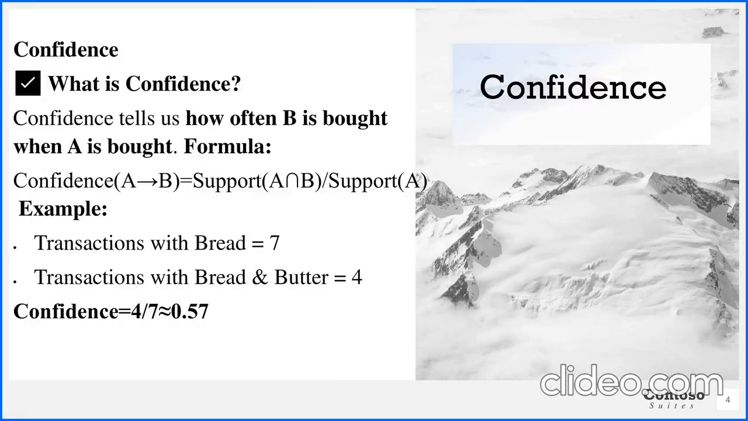Next is confidence. Confidence is given by the support of A intersection B divided by the support of A. We already calculated the support of A intersection B, and now we have to find the value of the support of A. The values are given below. Transactions with bread is 7. The transactions with bread and butter is 4. That is the numerator value. Then the denominator value, the support of A, is 7. So the confidence value is 4 divided by 7, which is equal to 0.57. This is the final result.